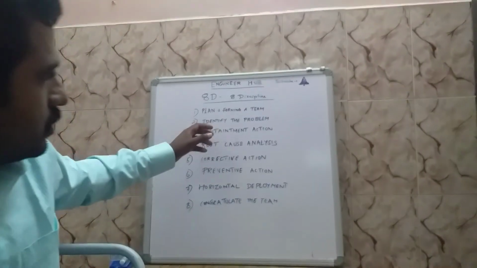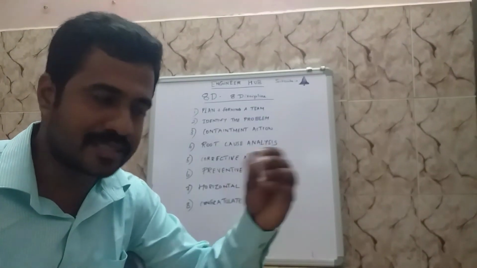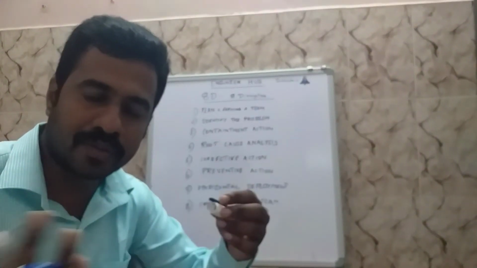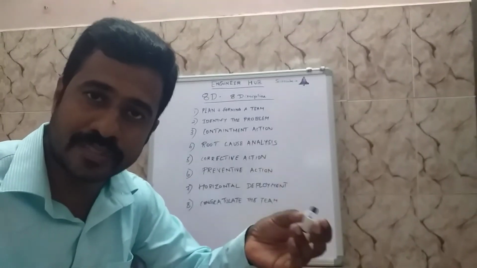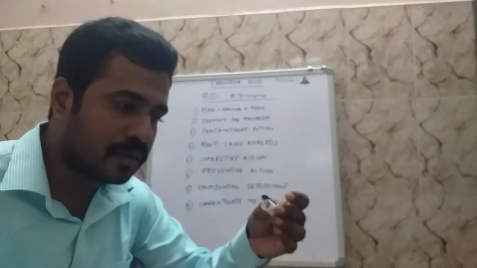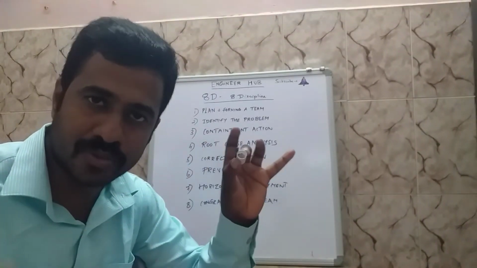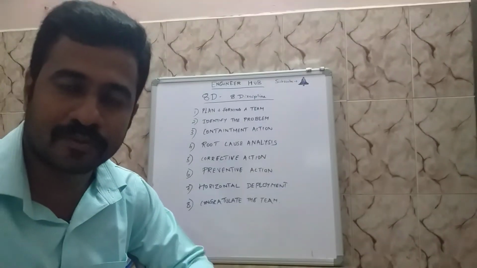The first step is planning and forming a team. They have reached the supplier. What the supplier does is bring together the whole team involved in making this product: production, quality, supervision, and dispatch, everybody. They form a team, and they tell them that we have an issue. That's the first step.